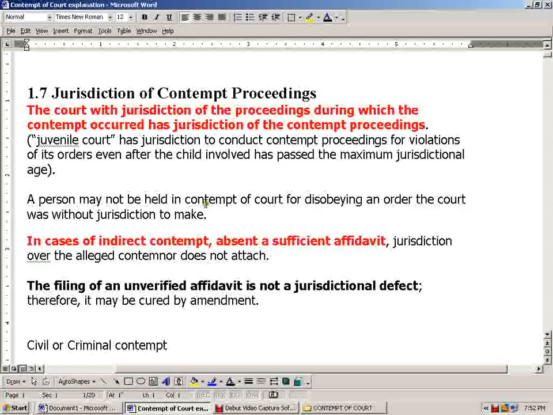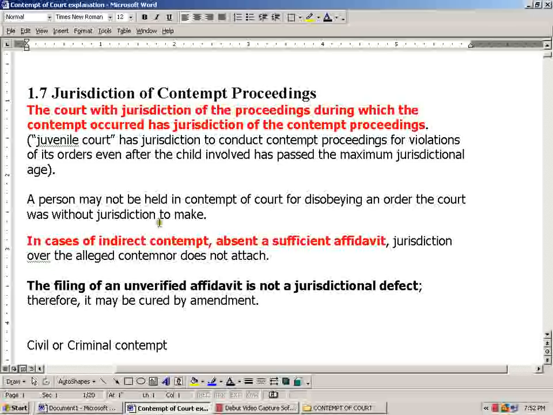A person may not be held in contempt of court for disobeying an order the court was without jurisdiction to make. And go figure. Oh, by the way, definition of a court of record. Any court that can fine or imprison for contempt is a court of record.